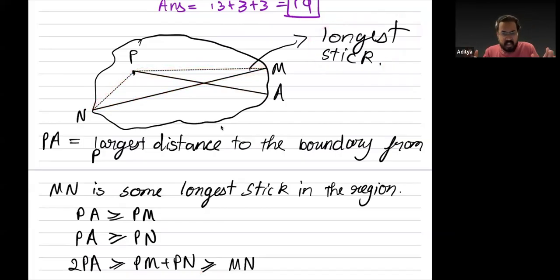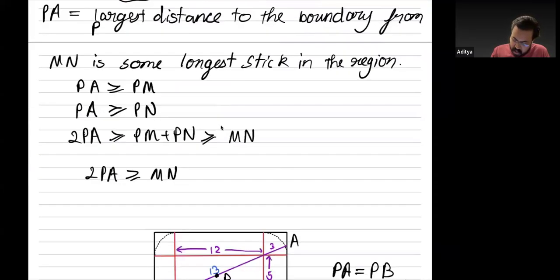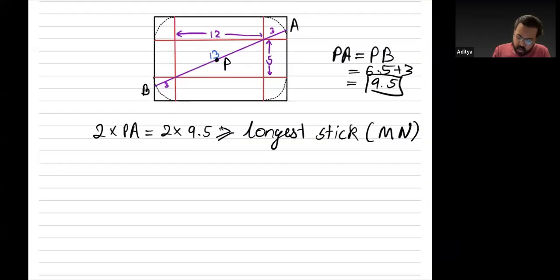Of course, in any convex region, there will be a longest stick, correct? If there is no longest stick, then you can always make a slightly longer stick, correct? This is not contested. We are not contesting the possibility of the existence of a longest stick. It already exists. Now, if it exists, then twice of PA will be greater than or equal to the length of this longest stick. I have then said that I already know a PA such that PA is equal to 9.5. Twice of PA, or twice of 9.5, is 19, which is greater than or equal to the longest stick.